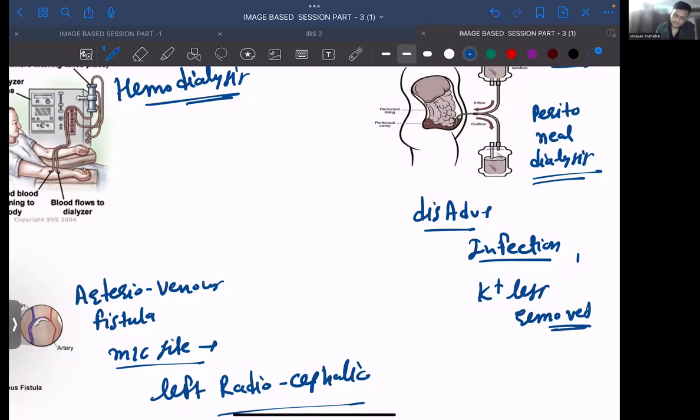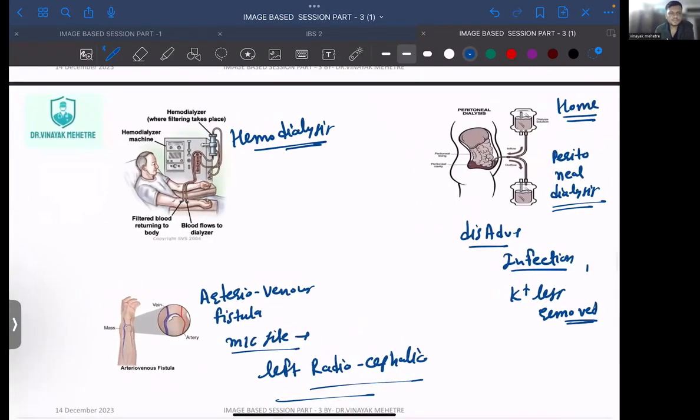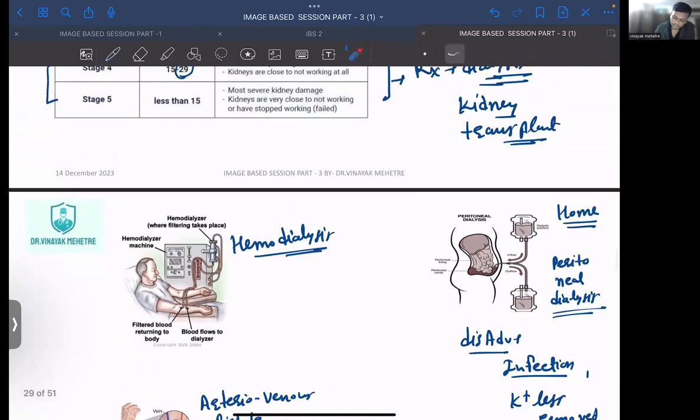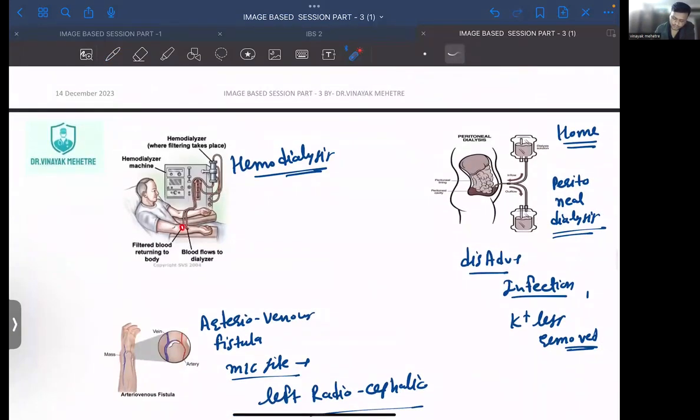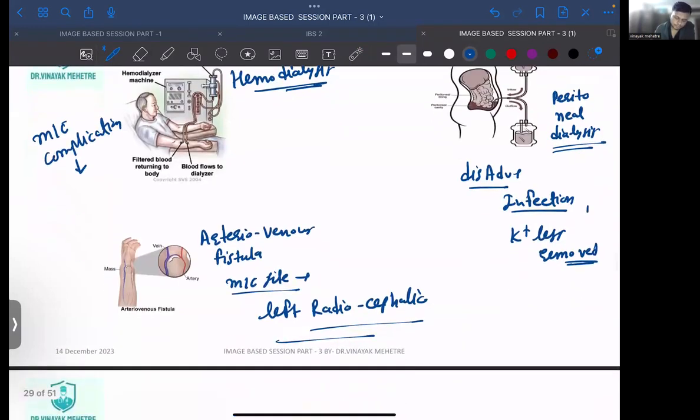Most common complication of hemodialysis. What do you think? We are going to dialyze the blood, right? We will remove the excess potassium from the blood, and blood is going to come out of your hand or from your veins and artery, go into the machine, and from the machine it is again going to come inside. So what will be the complication? Most common complication is hypotension.